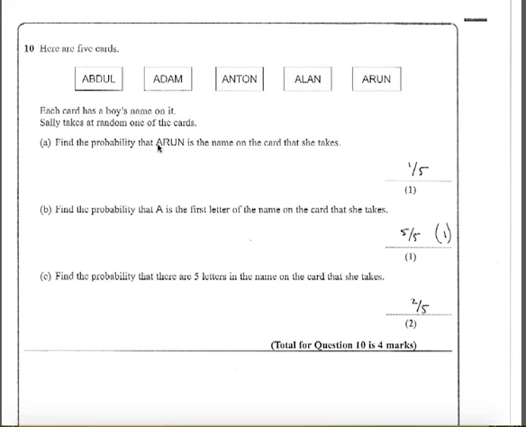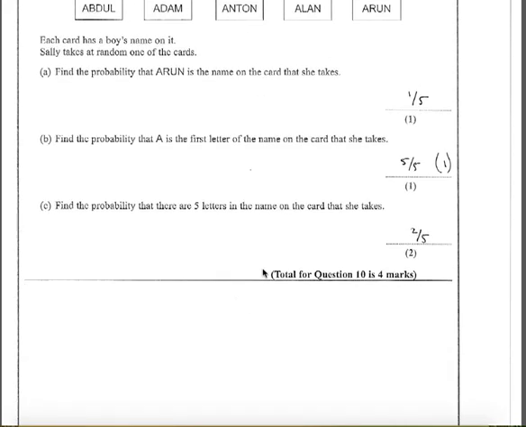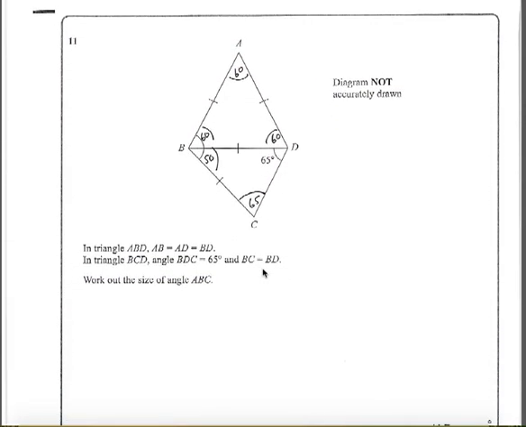The probability that Aaron, well, there's only one card out of the 5 with Aaron written on it. All 5 cards out of the 5 have a name that begins with A, and there are 2 cards out of the 5 that have 5-letter names. There's one, there's the other one. This one was done fairly well by some people as well.